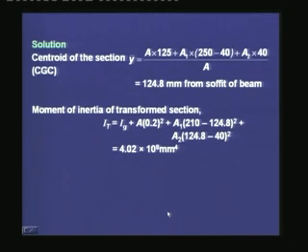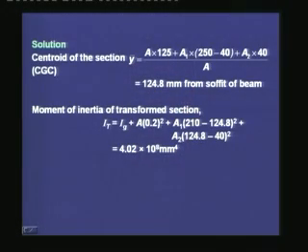We can calculate the centroid of the section. This time it is not at the center exactly, because we are considering a transformed section and the steel is not symmetric about the horizontal axis. The centroid of the section, the CGC itself, is shifted from the previous location, and we can see it is 124.8 millimeter from the bottom of the beam, which is slightly away from 125 which we had seen earlier.